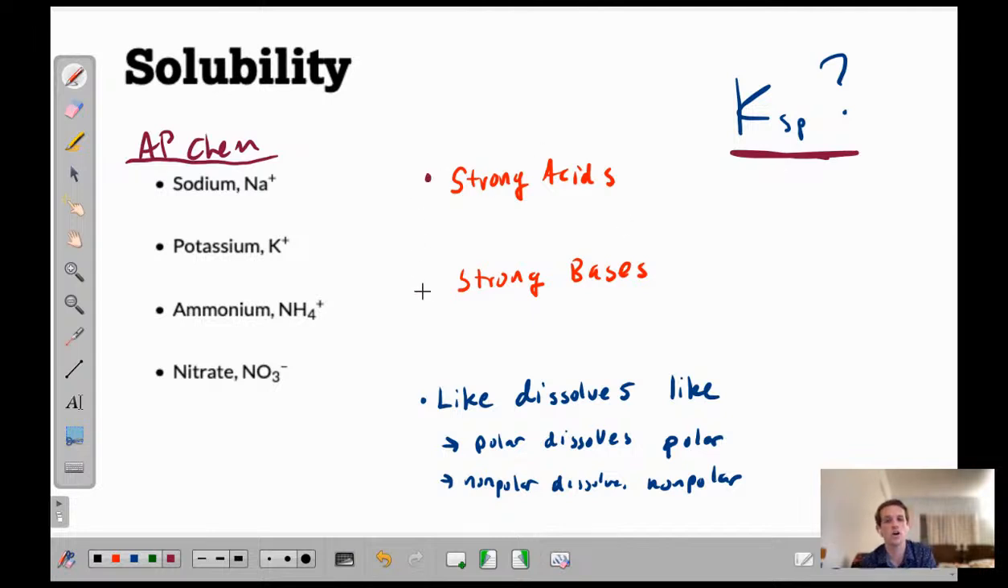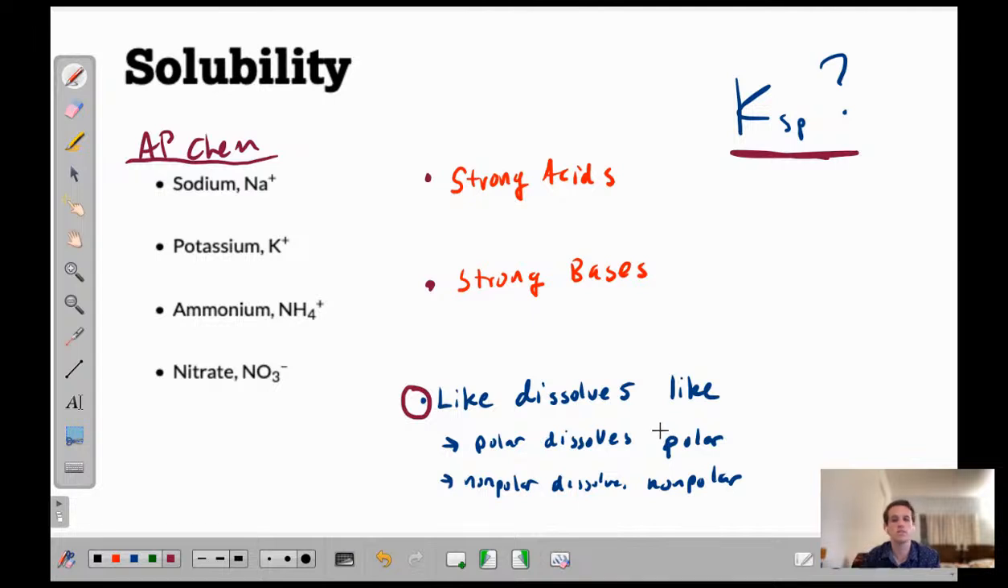Another thing you should know is that strong acids and strong bases also fully dissociate in water. The concept that AP really wants you to know is that like dissolves like: polar dissolves polar, nonpolar dissolves nonpolar. But you can't say that in your explanation. If you say "like dissolves like," you're not going to get the full points. You need to say something about how they have similar intermolecular forces due to their polarity. Okay, so be careful there.